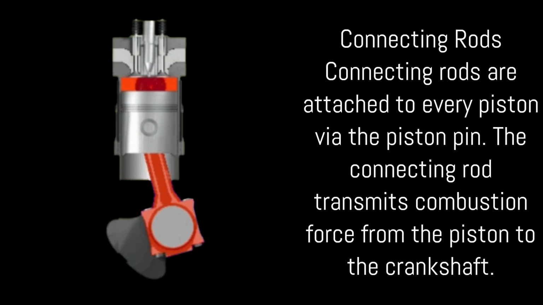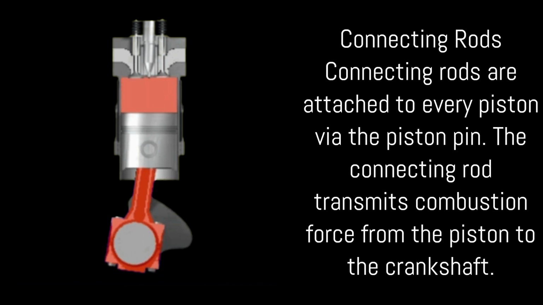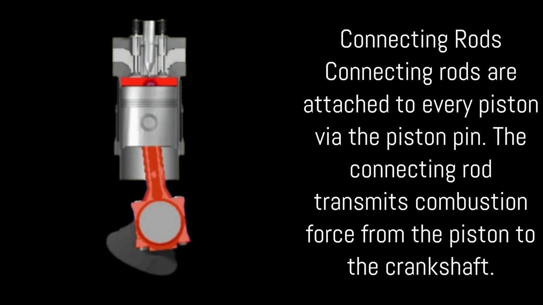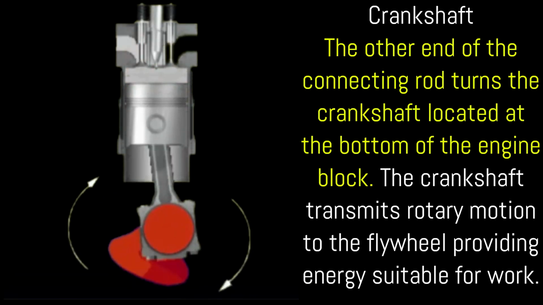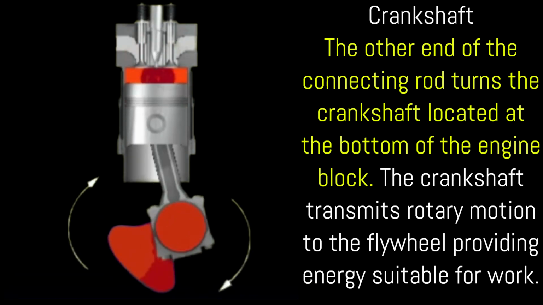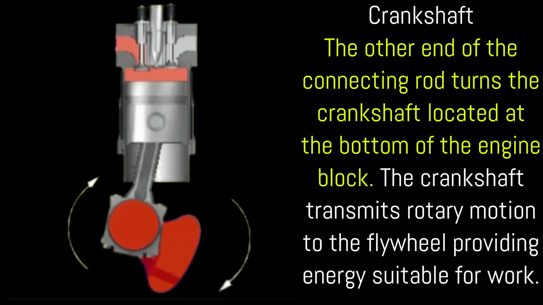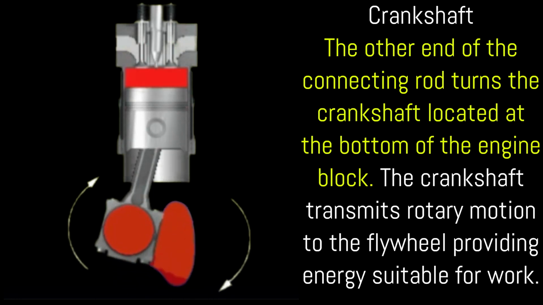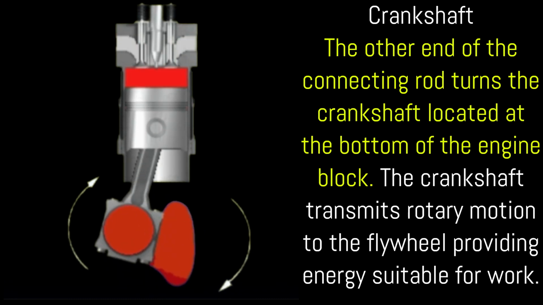Connecting rods. Connecting rods are attached to every piston via the piston pin. The connecting rod transmits combustion force from the piston to the crankshaft. Crankshaft. The other end of the connecting rod turns the crankshaft located at the bottom of the engine block. The crankshaft transmits rotary motion to the flywheel, providing energy suitable for work.